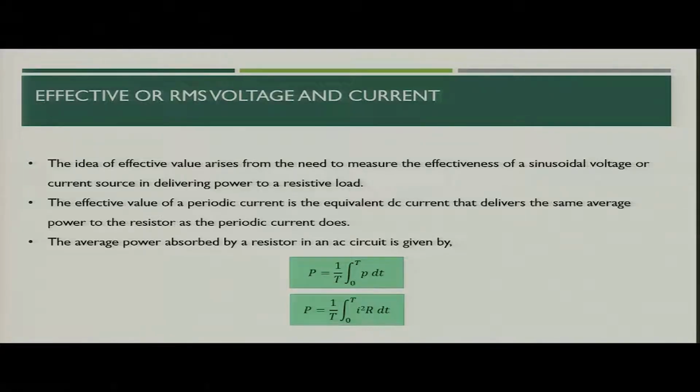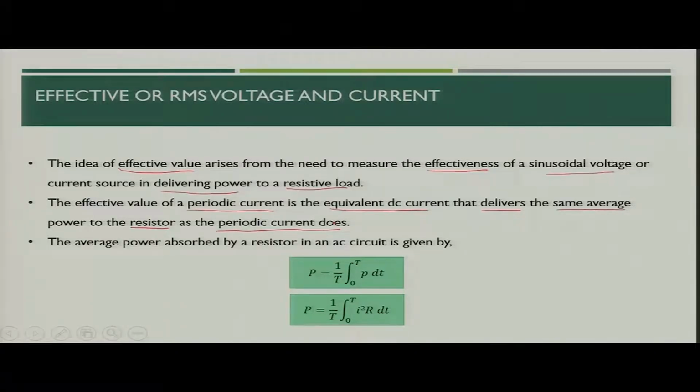So, today we will discuss the concept of root mean square voltage and current, which is also called effective voltage or current. Now, the idea of effective value arises from the need to measure the effectiveness of a sinusoidal voltage or current source in delivering power to a resistive load. The effective value means the value for a periodic current that is equivalent to that DC current which delivers the same average power to the resistor as the periodic current does.